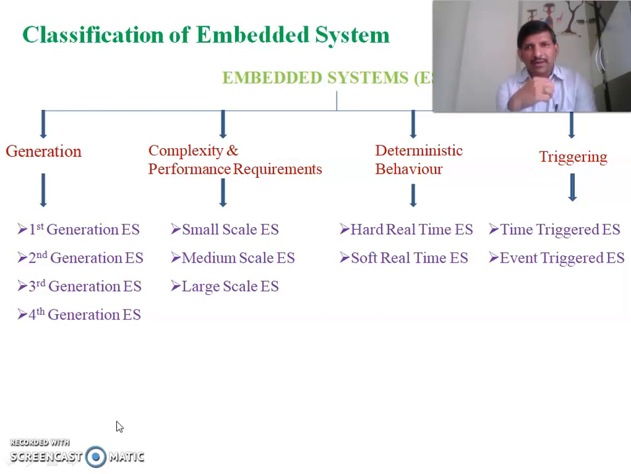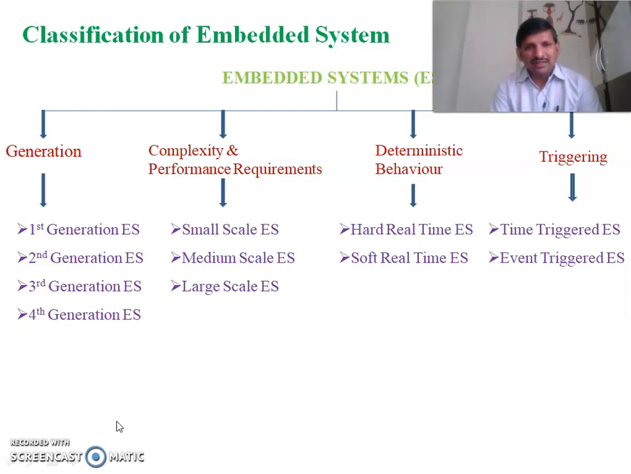Classification of embedded systems. Embedded systems are classified into different types based on different criteria or parameters. One of the parameters is generation. Generation means, as the technology advances, the hardware configuration and software configuration will be updated. So based on this, embedded systems are classified into different types.